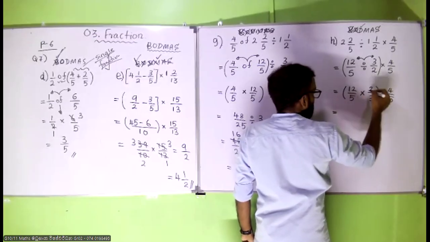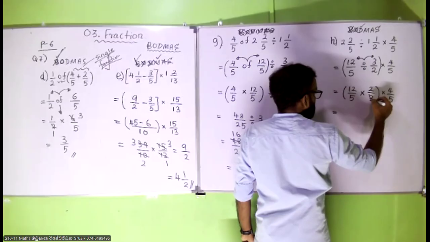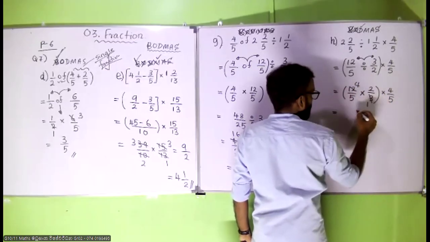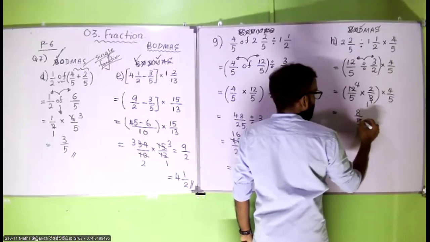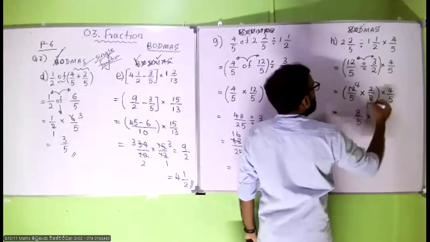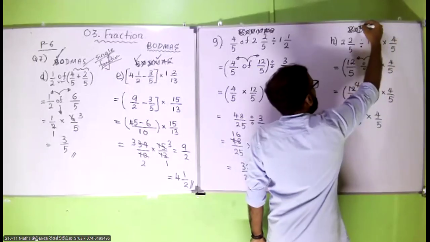So, can we simplify the numerator and denominator? Yes. 3 times 1, 3 times 4. 4 times 2, 8. 8 divided by 5, multiply 4 upon 5. So, my division part is okay.